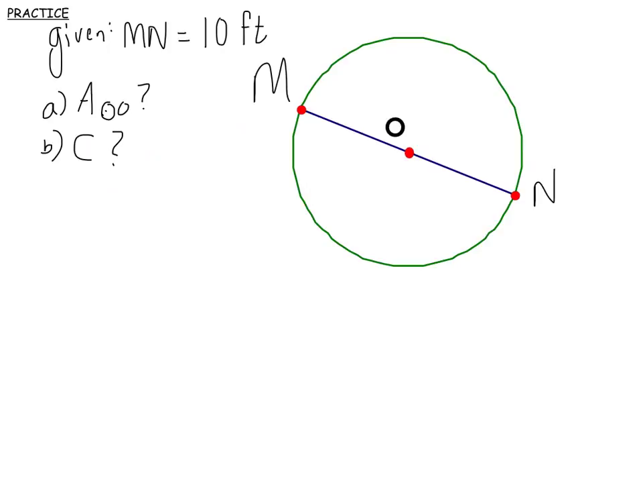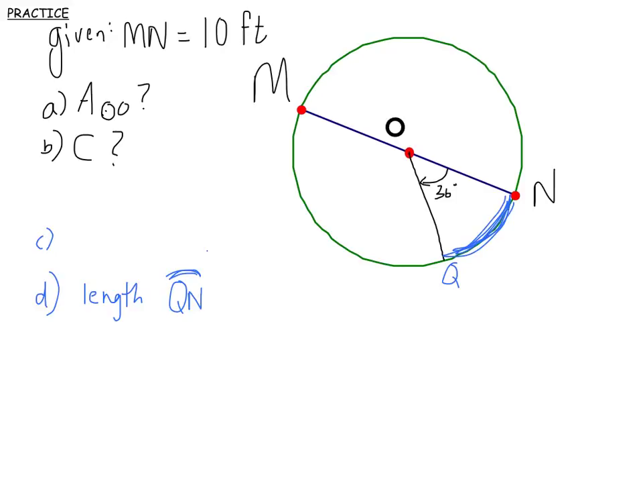From there, I'm going to tell you that this angle is 36 degrees. Let's say that this is Q. For parts C and D, again, this is for you to try, on part D, I'd like you to figure out the length. So remember, you should be thinking about circumference here. The length of QN, remember QN is an arc, so I'll use the arc symbol. I want you to find the length there, so you use circumference for part D.